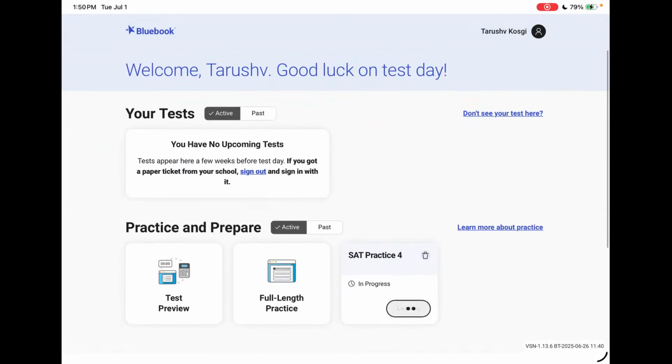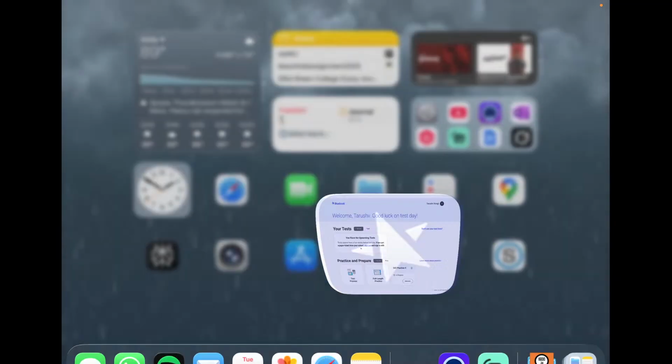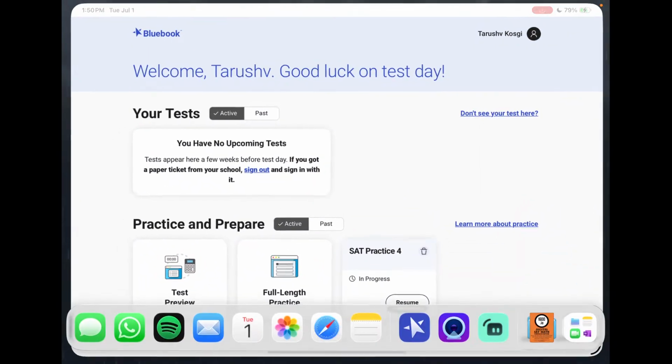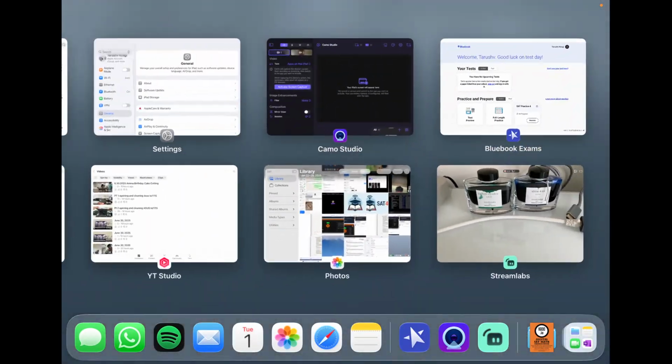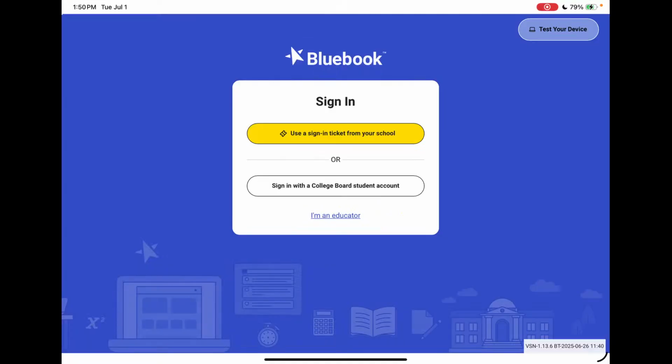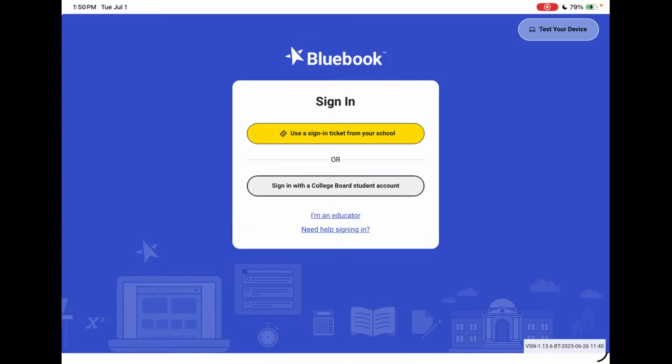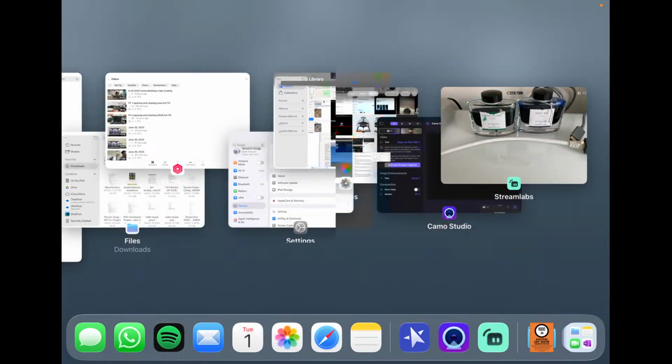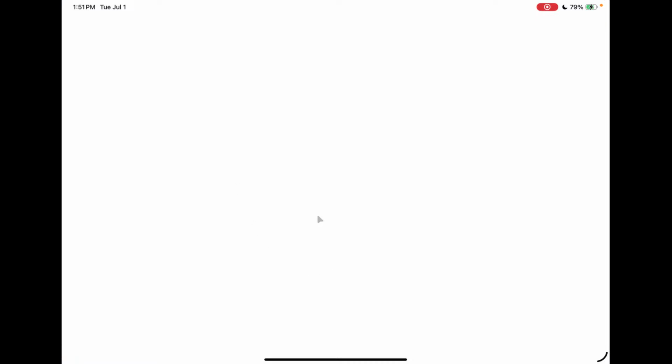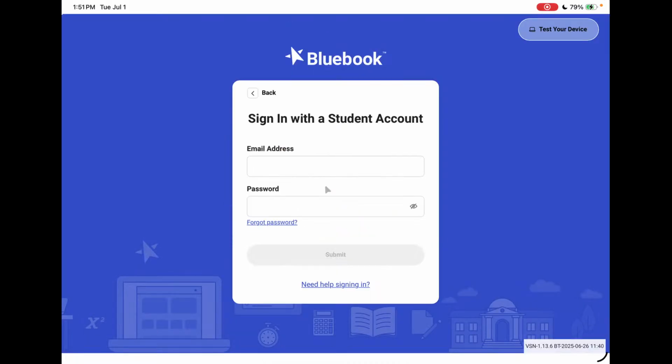Okay, what is this? Let me attempt to close out Bluebook here and then reopen it. Like that. Sign in. Can I sign in? Is Bluebook down or something, guys? Wait a second. What's up with this? Let me sign in. Okay.